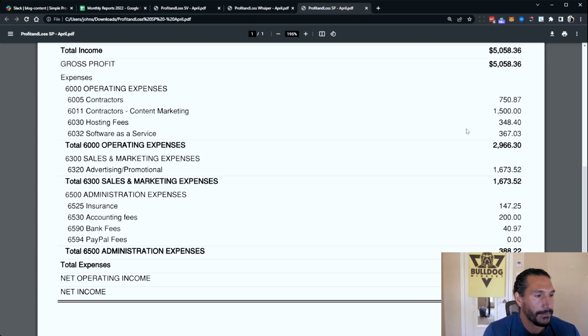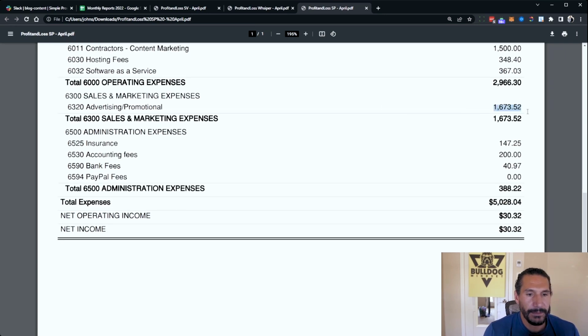And then operating expenses, had some contractors, I think some Upwork contractors, that were doing some graphics and things like that for me. Content marketing, this is for the blog, to get that going. Hosting fees, software that I'm using, not a huge amount here. Some of this could be trimmed a little bit, but not a huge amount.